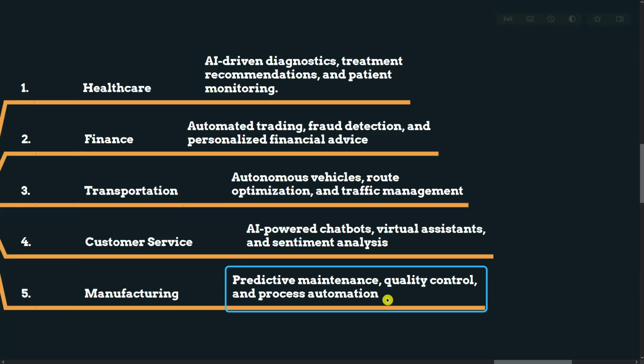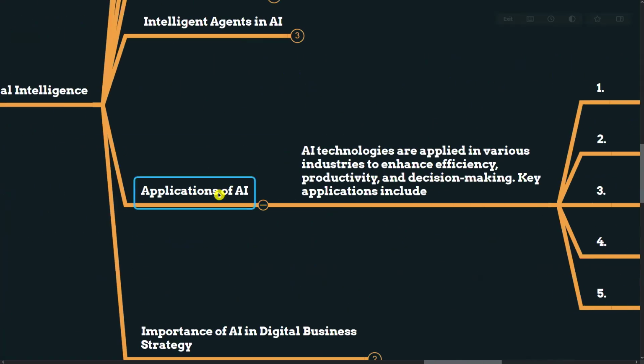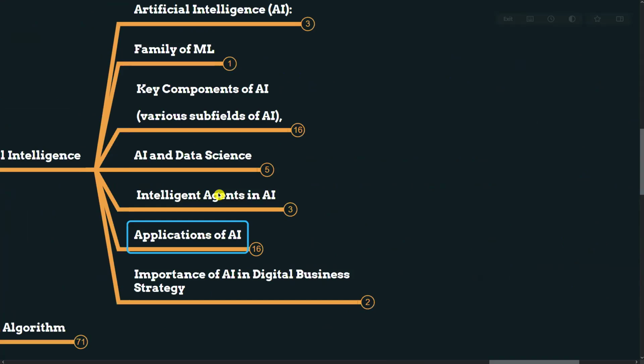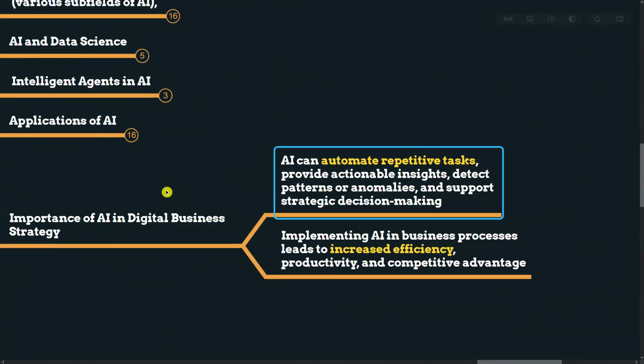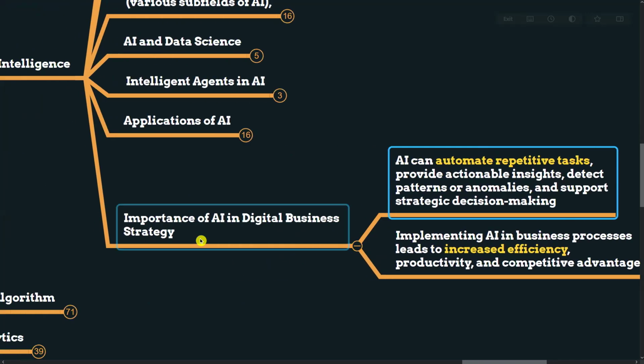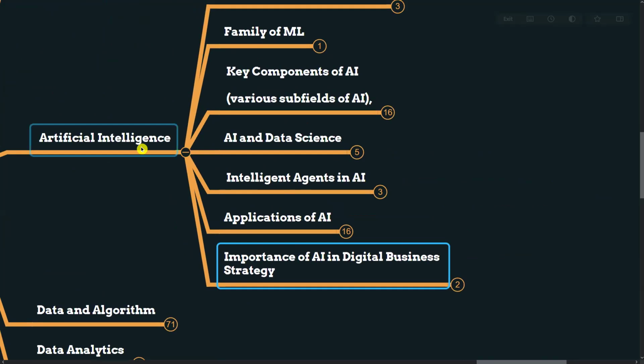So guys, let me summarize what we have learned so far. I talked about machine learning, deep learning, NLP (natural language processing), computer vision, and robotics, which are enabling artificial intelligence to learn, understand and interact with the real world. And also there are various applications. On the importance of artificial intelligence in digital business strategy: AI can automate repetitive tasks, the tasks you do every day, every day. It can provide actionable insights, detect patterns or anomalies, and support strategic decision making. Implementing AI in a business process leads to an increase in efficiency, productivity, and competitive advantage.